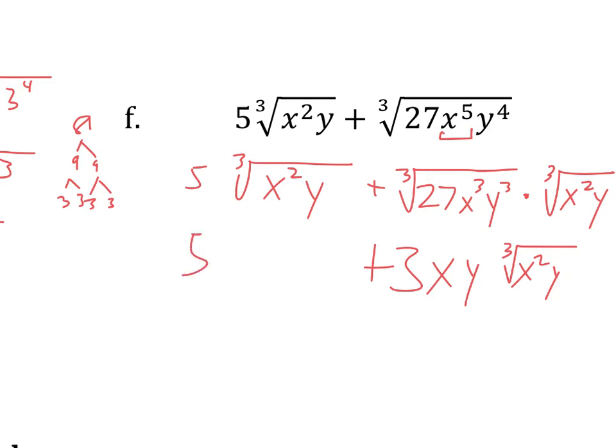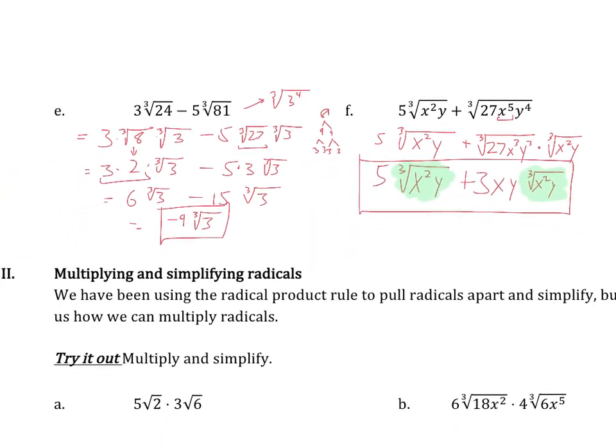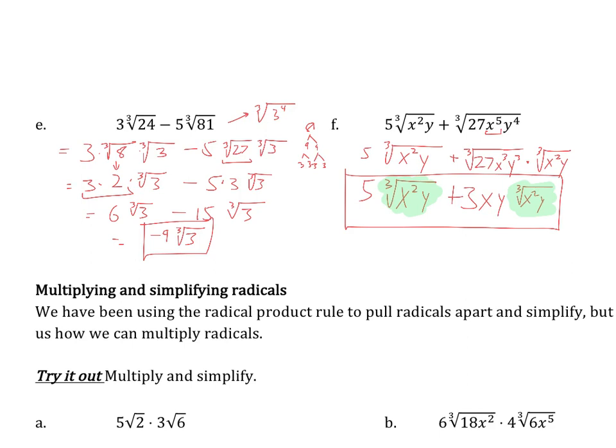Now, this one's a little different. We're actually stuck. Yes, we have these like radicals, but can we add 5 and 3xy together? We can't really. So that was some nice simplifying, but we're stuck there. We can't combine them because we can't add these coefficients together because of that xy. So, that's adding. Next, we're going to go on to some multiplying and see how we can simplify with multiplying.